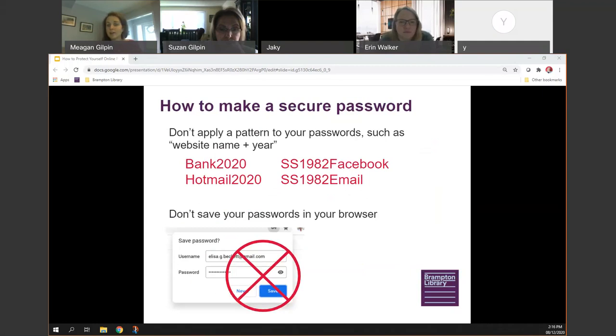Also, don't apply a pattern to your passwords, such as website name plus year, because should an attacker discover this pattern, all of your accounts then become vulnerable if you're using that same pattern. Even if it's different for every account, if you're using that same pattern for every account, then they just kind of have to figure out the password, and it takes them a lot less time to figure it out. It's convenient to save your passwords as well in your browser, but really try to not do that.